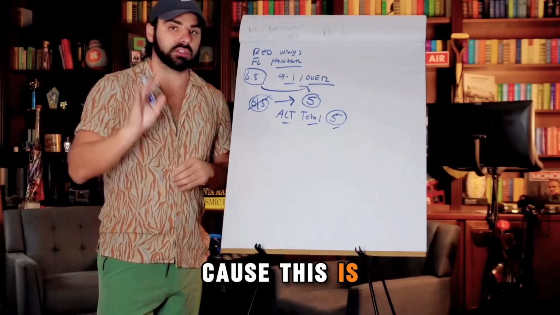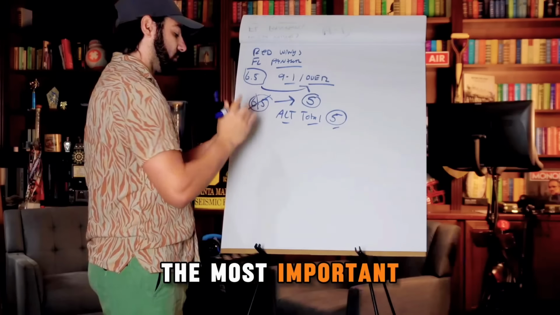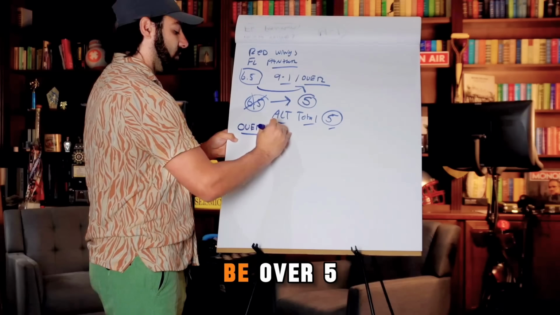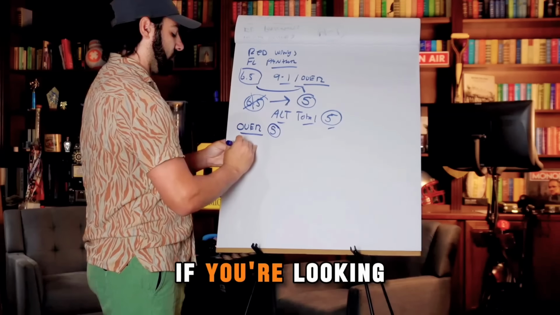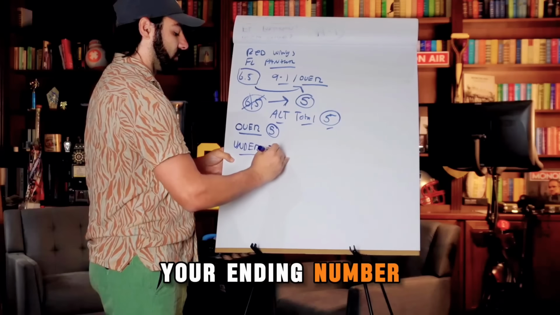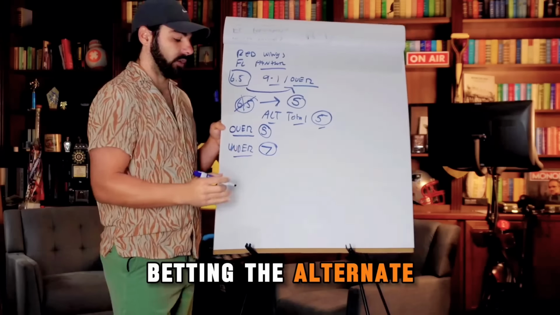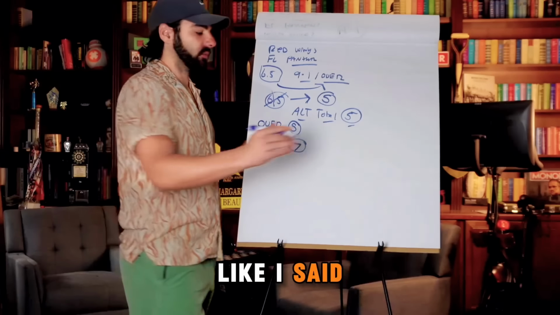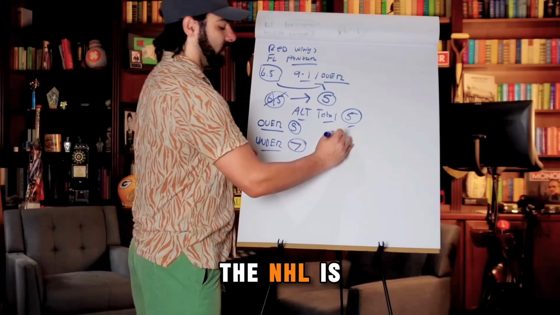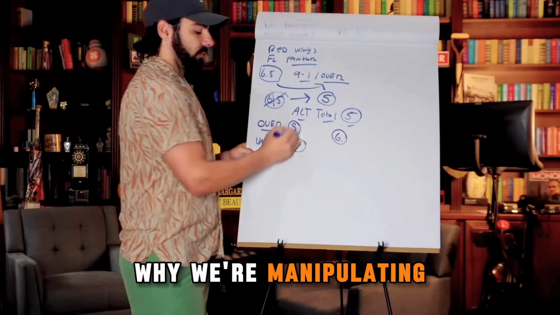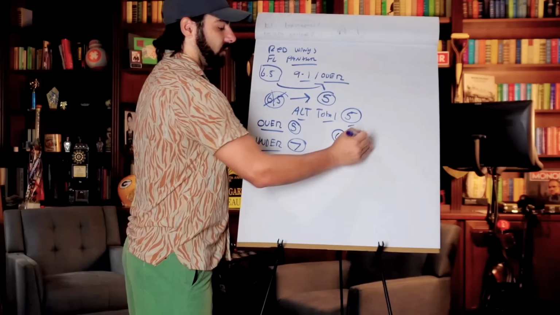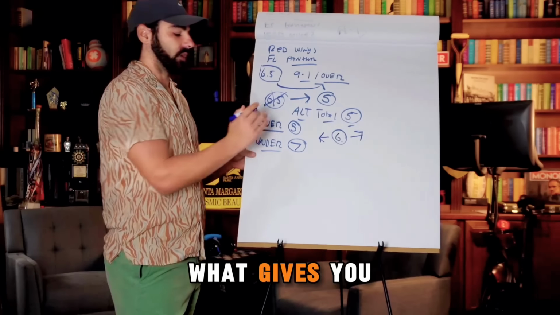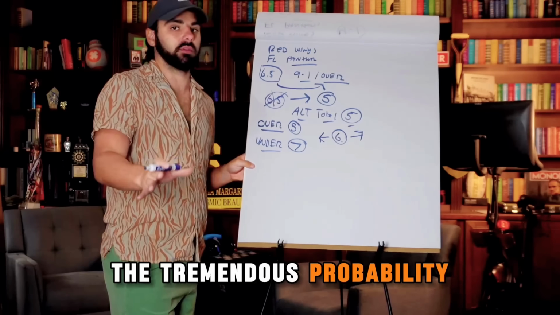So remember this, because this is important. This is very important. It's one of the most important parts. All right, if you're looking at an over, your ending number is going to be over 5. If you're looking at an under, your ending number is going to be 7. So you'd be betting the alternate total over 5 or the alternate total under 7. Like I said before, the most common number in the NHL is the number 6. So that is why we're manipulating that to be 1 above on the under and 1 below on the over. Because that is what gives you the tremendous probability of that play hitting.